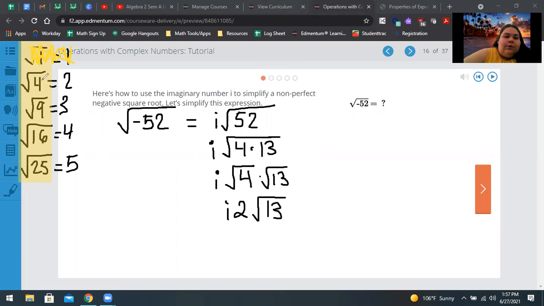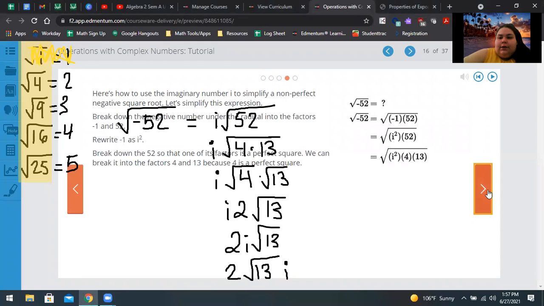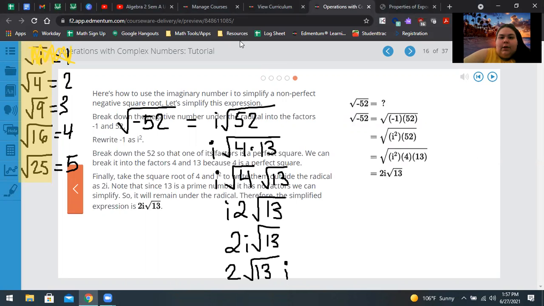If you notice, the square root of 13 is not even listed here. It's normally between the square root of 9 and 16. It's not a perfect square, so you leave it as is. Now, this still looks kind of funny, right? You would rewrite this as 2i square root 13. At least I would rewrite it that way. I think Edmentum takes it like this: 2 square root 13 with the i on the outside of the square root. So we can go ahead and take a look. Yeah, so they kept it this way: 2i square root of 13.